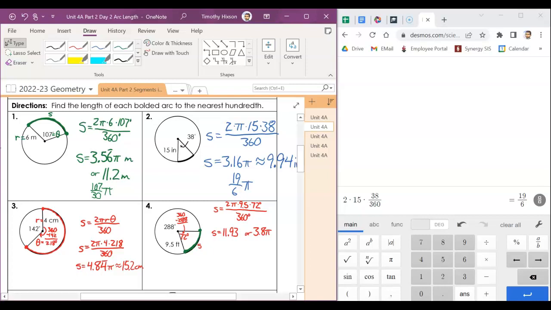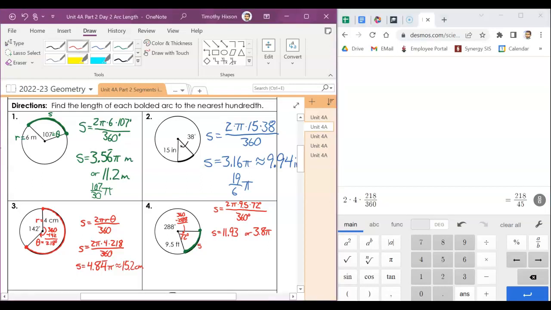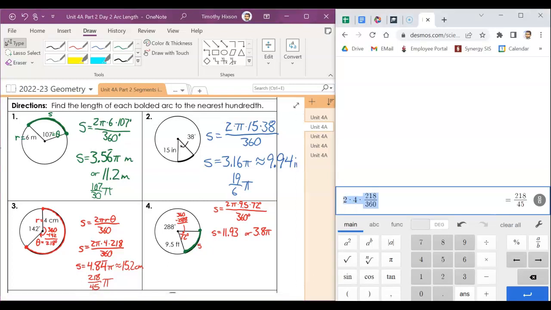Number 3, 2 times pi times 4 times 218 over 360. Okay, 2 times, I'll leave out the pi, times 4 times 218 over 360. All right. And this time it even gave me a fraction, 218 over 45. Okay, so I would write that now as 218 over 45 pi. And the nice thing is that this will reduce the fractions for you as well. So it's a really cool tool.